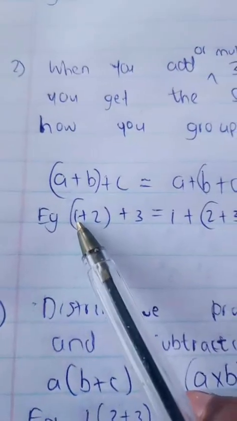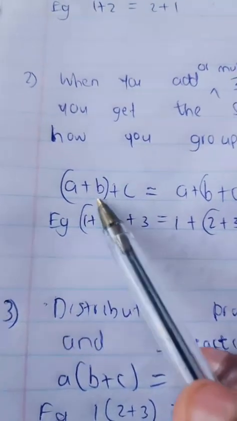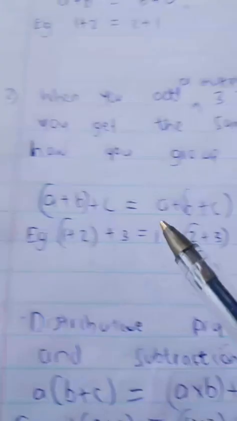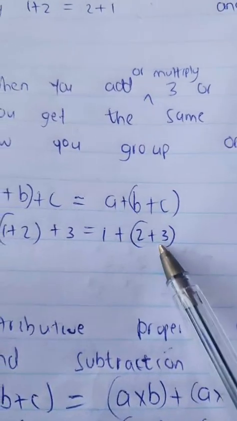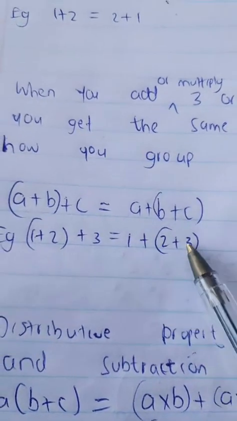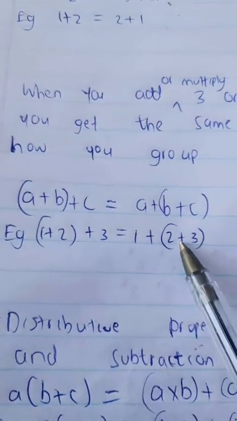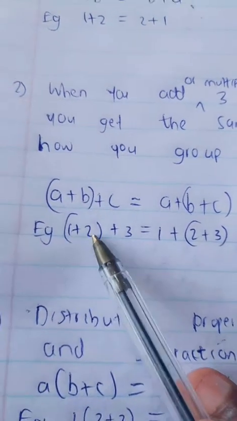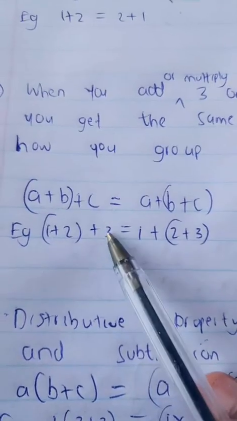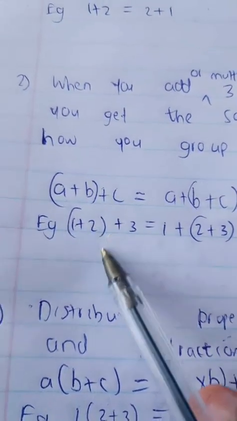So let's read an example. 1 plus 2 plus 3, we group the first two for the first expression on the left. For the second expression on the right, 1 plus 2 plus 3, we group the last two. We should essentially, for addition, get the same answer. What's 1 plus 2, guys? It's 3. What's 3 plus this 3? It will give us 6. We had grouped the first two, we get 6.